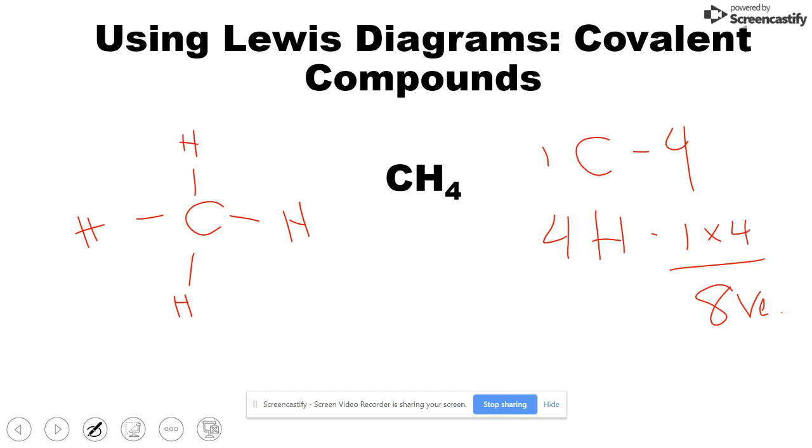Next, I'm going to figure out how many of my valence electrons are being occupied in those single bonds. So here I have 1, 2, 3, 4 single bonds. 4 times 2 is 8 bonding electrons, so I'm going to subtract out my bonding electrons: minus 8 bonding electrons, which gives me 0 left over. If I had more valence electrons remaining, I would go back and maybe put in some double bonds, or make sure that all of my valence electrons are accounted for.